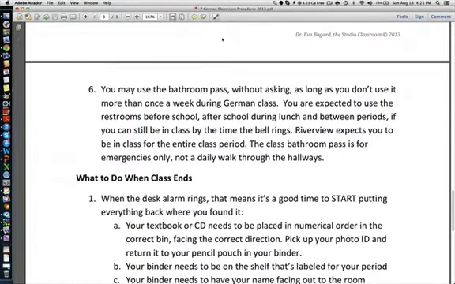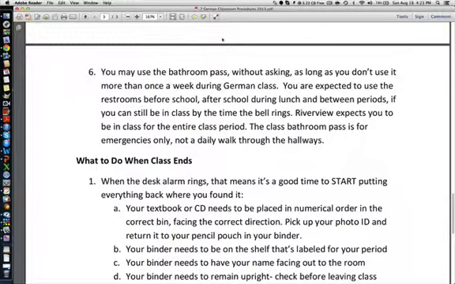Number 6, you may use the bathroom pass without asking, as long as you don't use it more than once a week during German class. You are expected to use the restrooms before school, after school, during lunch, and between periods if you can still be in class by the time the bell rings. Riverview expects you to be in class for the entire class period. The class bathroom pass is for emergencies only, not a daily walk through the hallways.